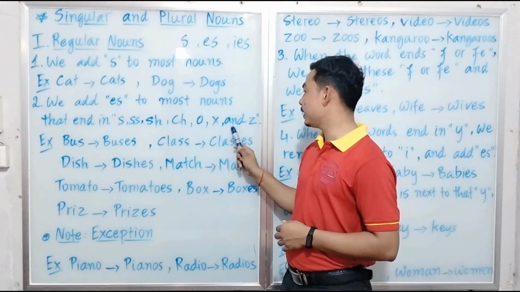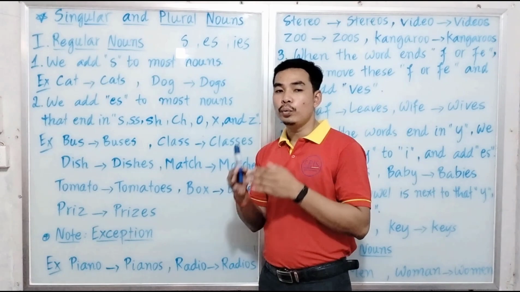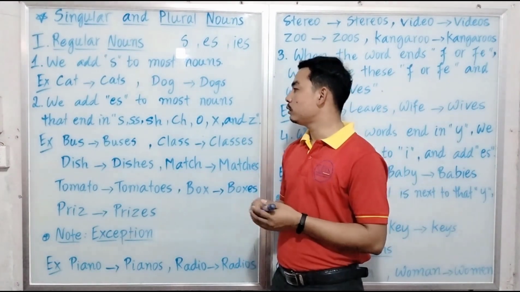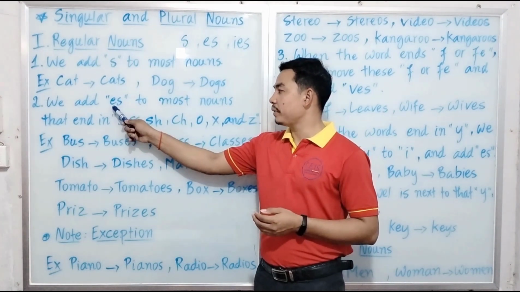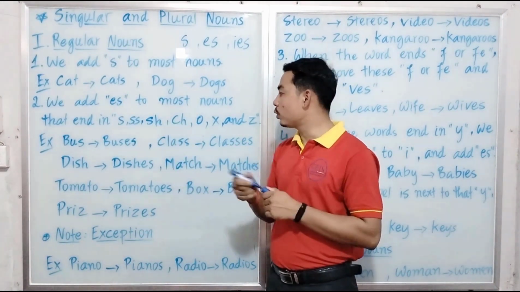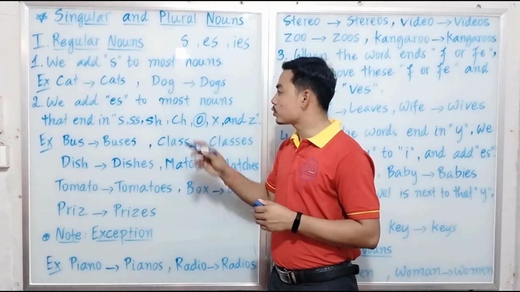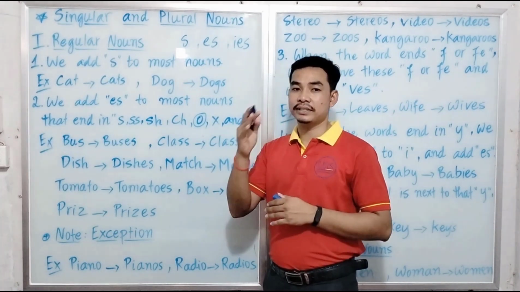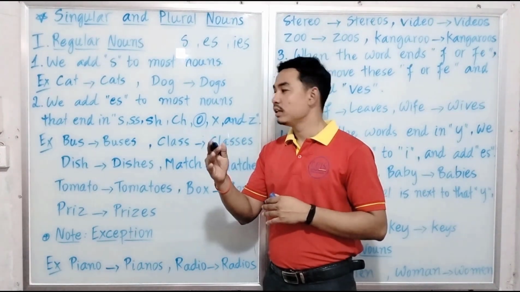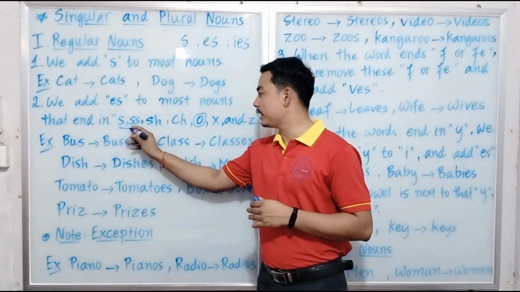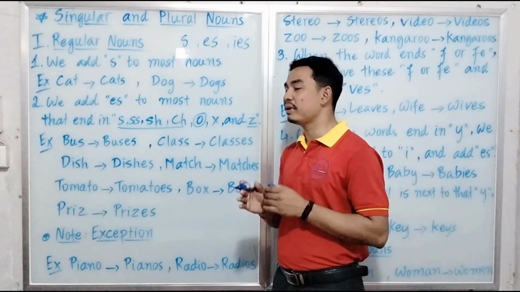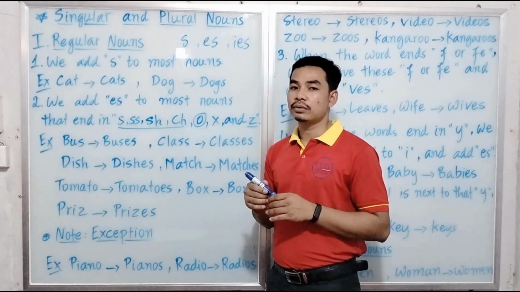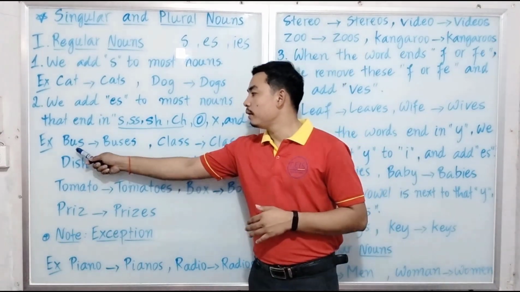O, X, and Z. So here we need to remember, please be careful here. So the pronunciations of ES, we accept only O sound. O sound, the pronunciations of ES here means Z, Z. But the other things like here and here, the pronunciation is iz, iz. So now look at example.